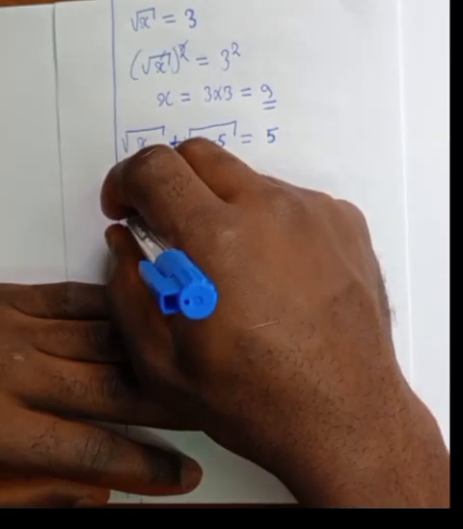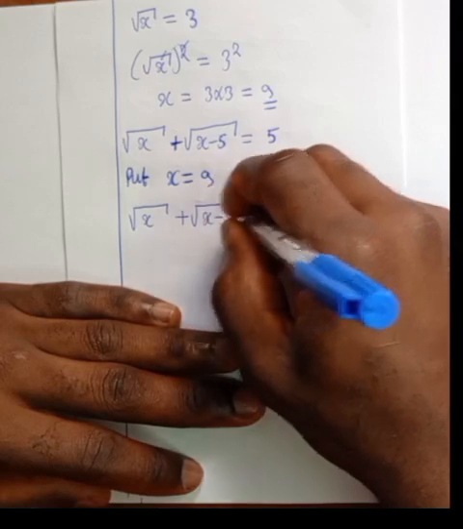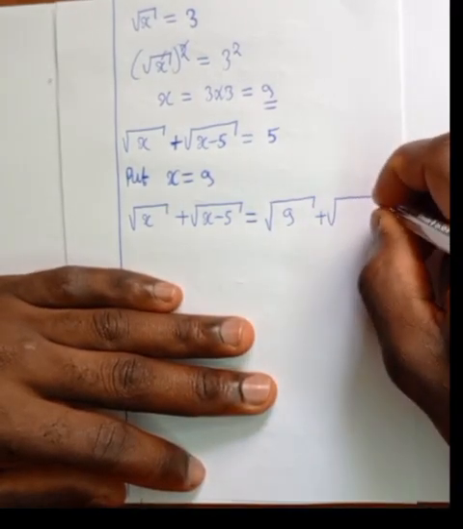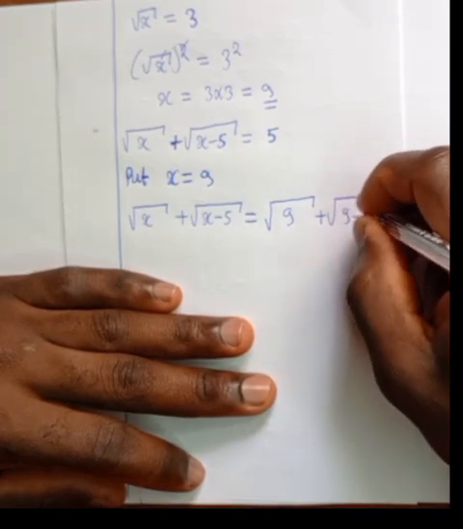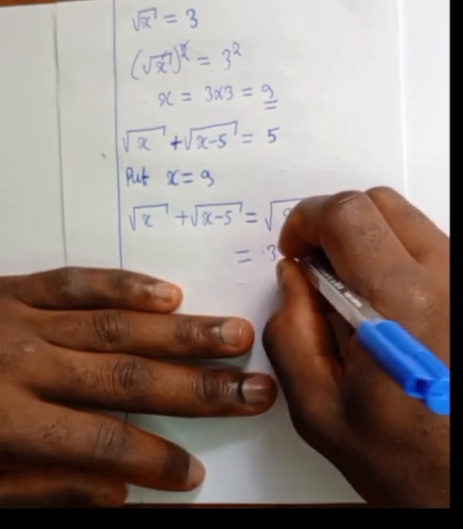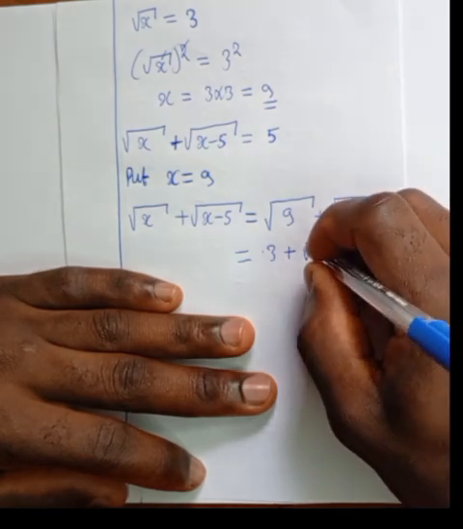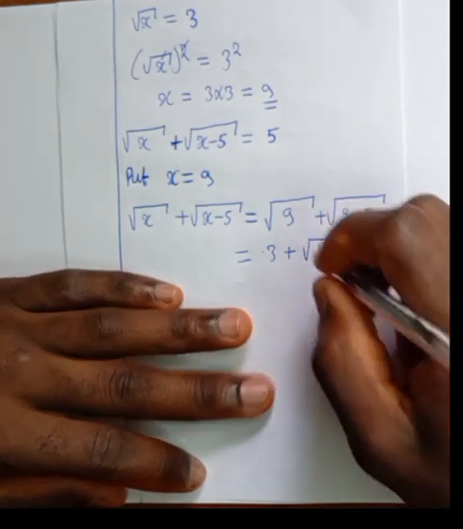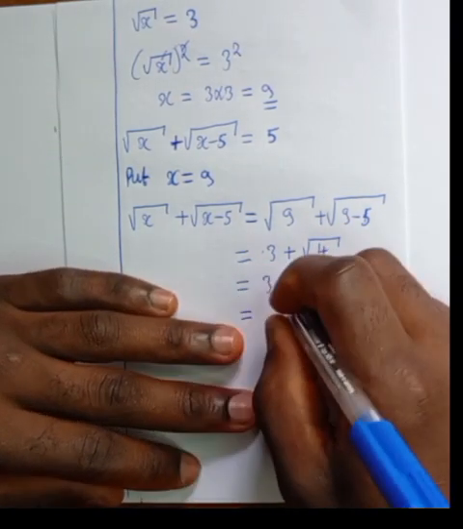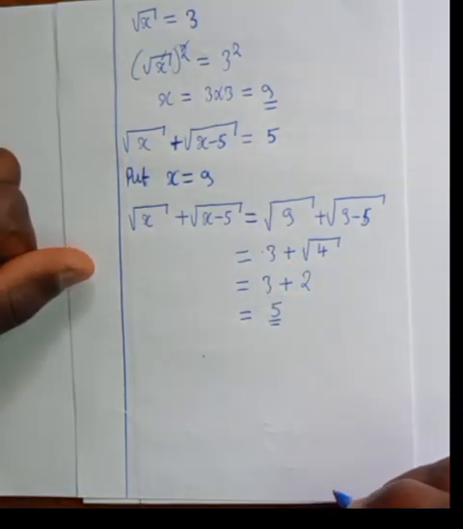If we put x equal to 9 at the left hand side of the equation, this will give us the root of x plus the root of x minus 5 will be equal to, I'll replace x in 9 plus the square root of 9 minus 5. So this will give us the square root of 9 is 3 plus the square root of 9 minus 5 is 4. So this will give us 3 plus the square root of 4 is 2. This will give us 3 plus 2, which is equal to 5. And we are done with the solution.